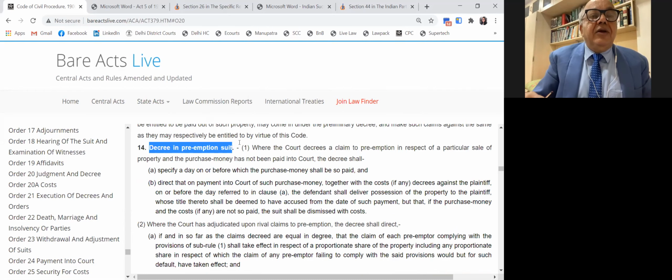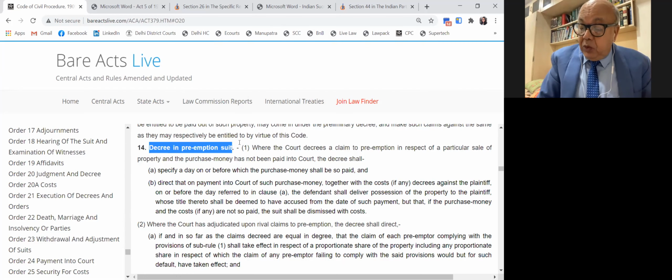Whenever the Act is not mentioning preemption, you will have to see the definition either from the General Clauses Act, Central Act, or the State Act. In Bombay City, we have a Bombay General Clauses Act. The definition can be seen in that. Otherwise, if it is not there in the General Clauses Act, then you can see the definition in the dictionary meaning.